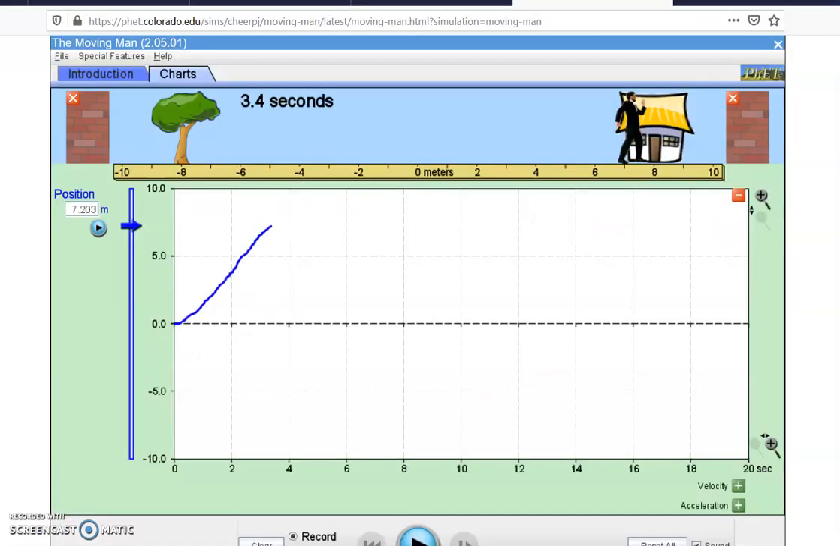For the next one, we're going to have the man start at 0 and move to the left. So we will clear this here. Start at 0. This time we'll make the man move to the left. So he's essentially going backwards. And we see that the line is going down when he is moving backwards or moving to the left.